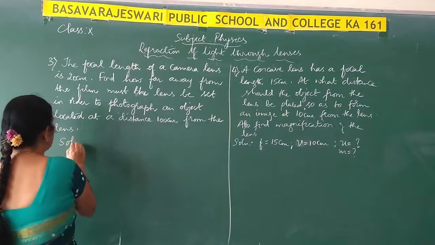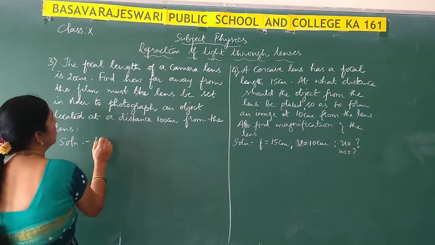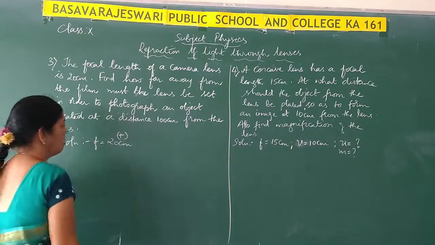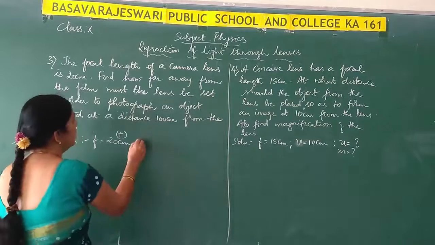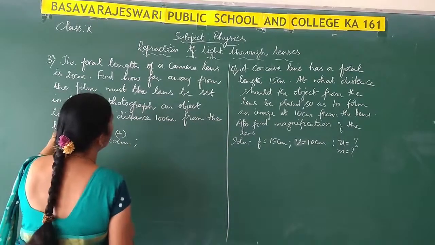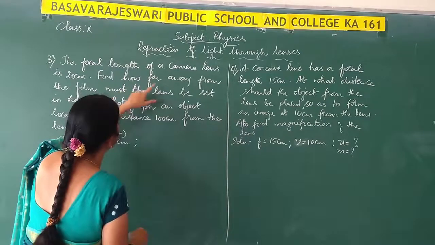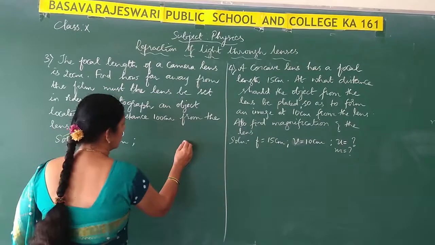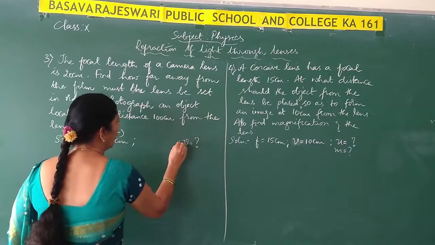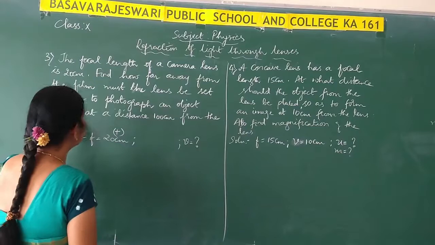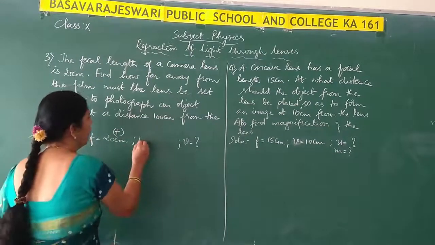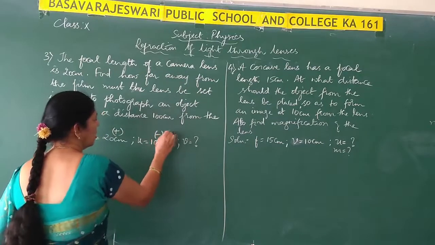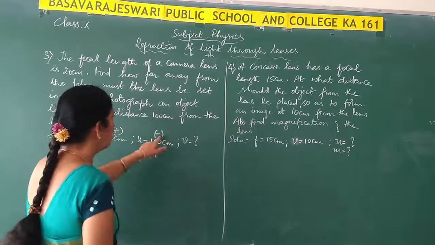So here what is given to us? Focal length is equal to 20 centimeter. You can take it with positive sign only, why? Because it is a convex lens. Then what you have to calculate: how far away from the film must the lens be set, means the image distance must be calculated. What is the object distance? The object is located at a distance of 100 centimeter. And because it is a convex lens, the object distance must be taken with the negative sign.